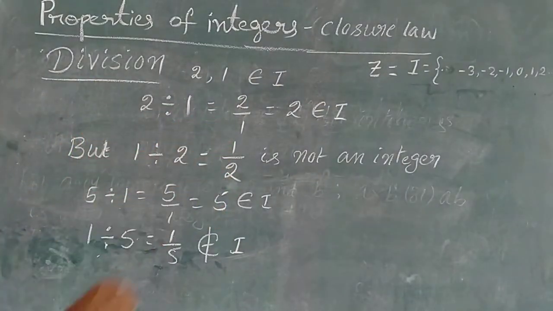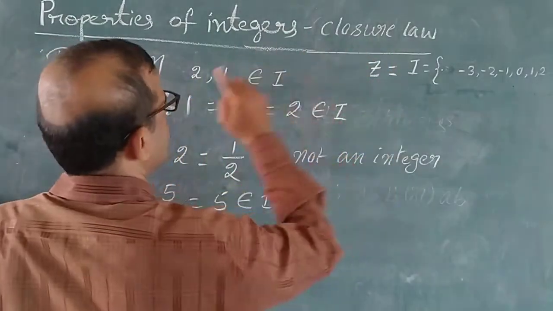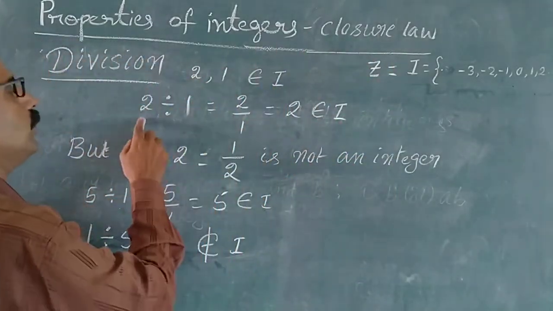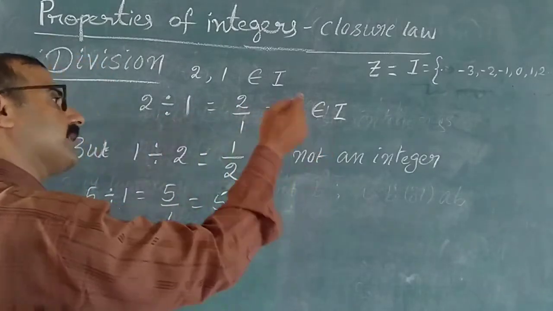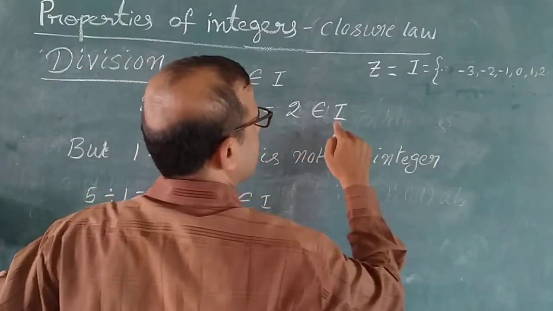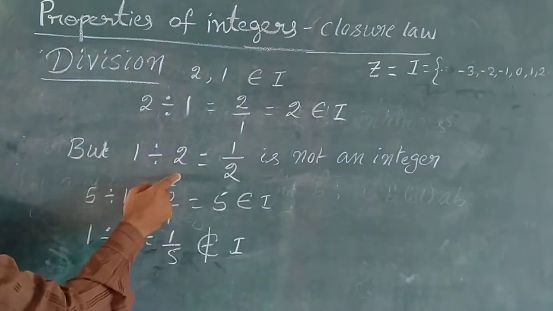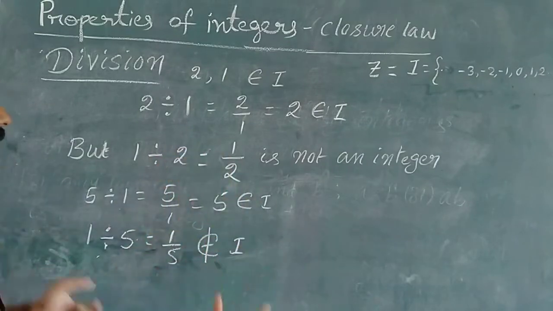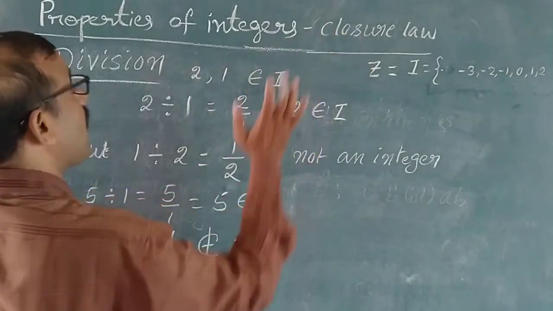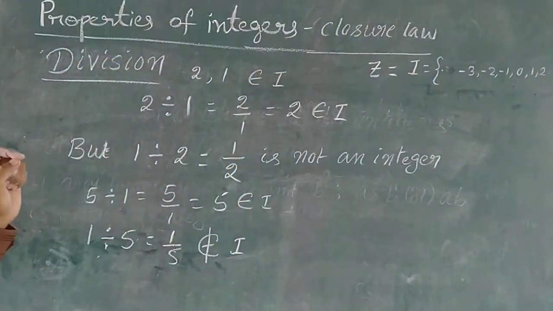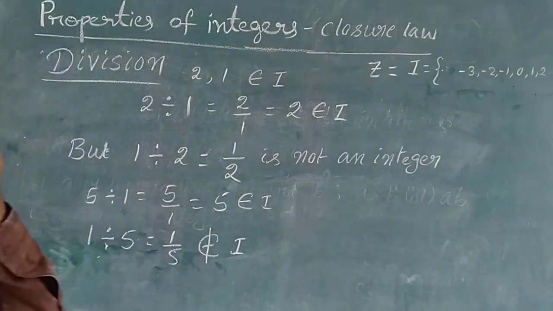From these two examples: 2 and 1 are two integers from the set of integers. 2 divided by 1, 2 by 1, is 2, which belongs to I, so the result is an integer. But 1 divided by 2 means 1 by 2, which is not an integer. So that is why Closure law is not satisfied for integers with respect to division. Okay children?